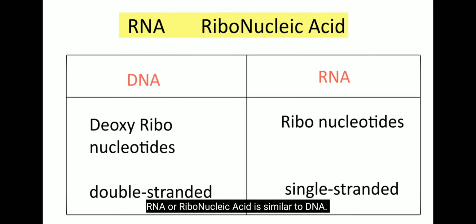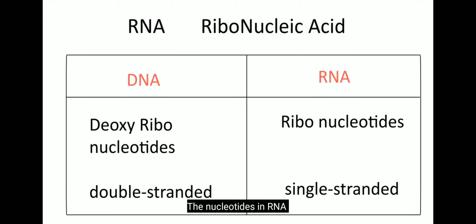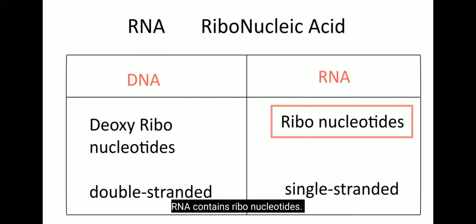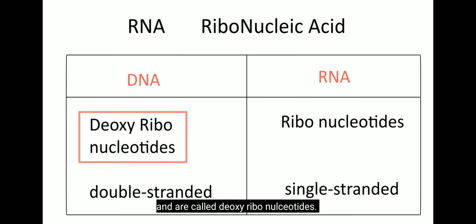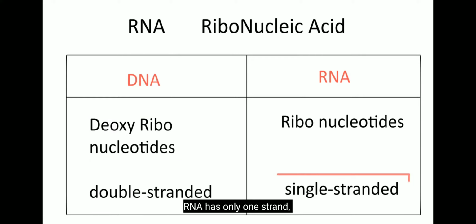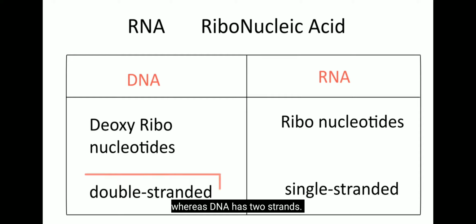RNA or ribonucleic acid is similar to DNA. The nucleotides in RNA are slightly different in structure. RNA contains ribonucleotides. DNA nucleotides have one oxygen atom less and are called deoxyribonucleotides. RNA has only one strand, whereas DNA has two strands.